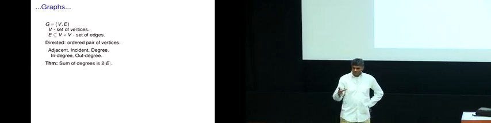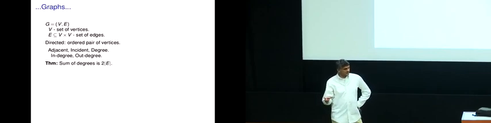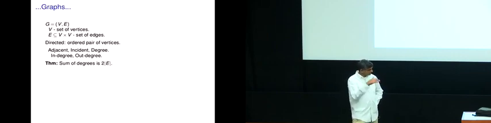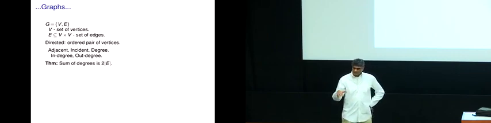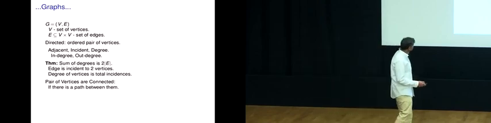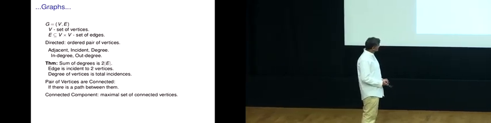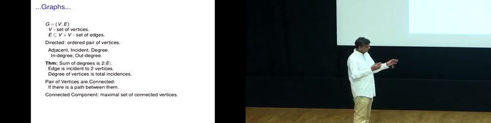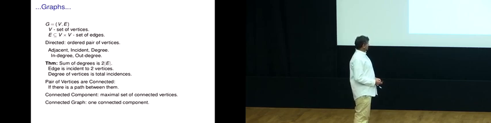Another point of view is that for each handshake, 2 people participate. So the sum of the number of handshakes of all the people, that's the sum of the degrees, is equal to 2 times the number of handshakes. Just replace the word handshake with edge, and it's the same thing. You just count it 2 ways. A pair of vertices are connected if there's a path between them. A connected component is a maximal set of connected vertices. A connected graph is one connected component.